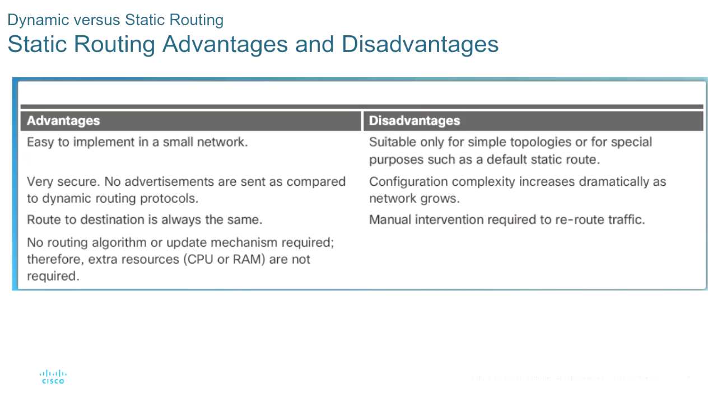So in a static routing protocol, there's no traffic wasted. Doesn't use any CPU, doesn't use any RAM, doesn't use any bandwidth, and we have a predictable path to each destination. Okay, there's a downside.